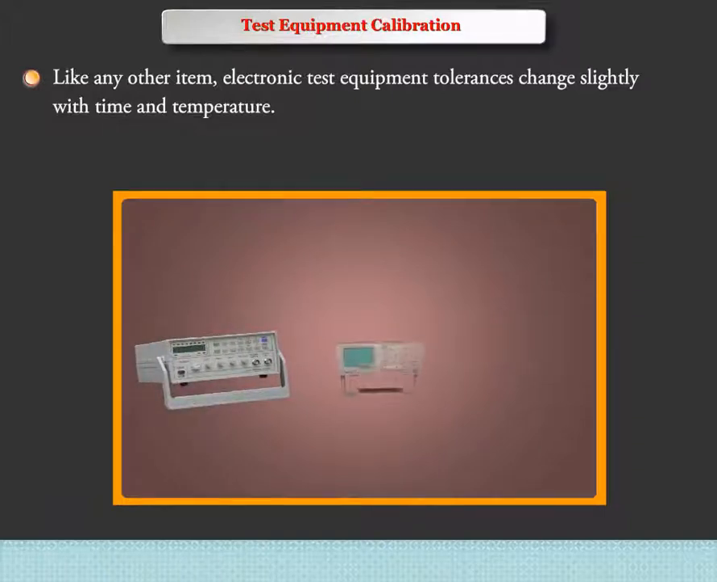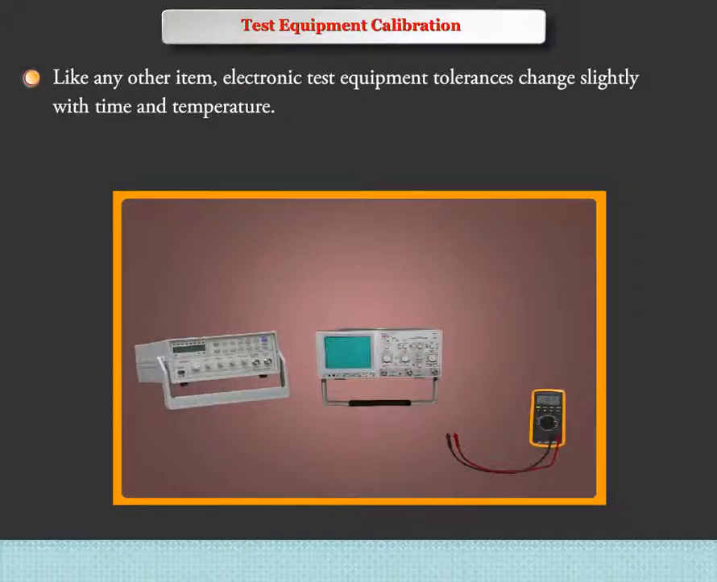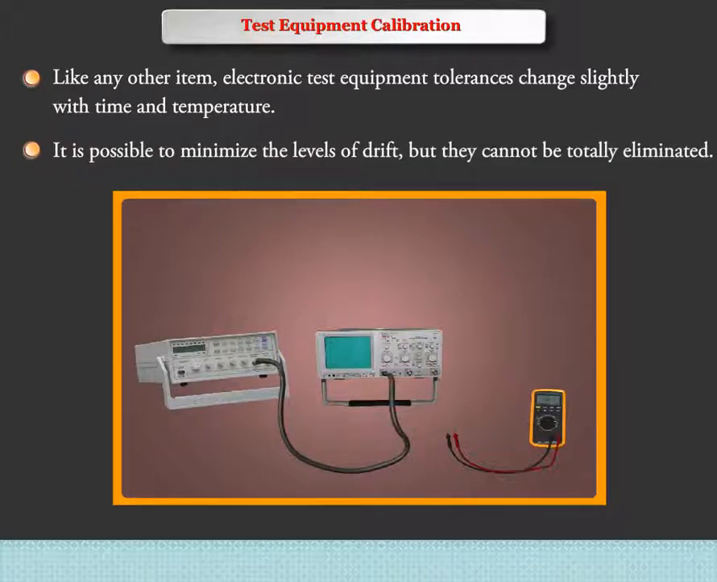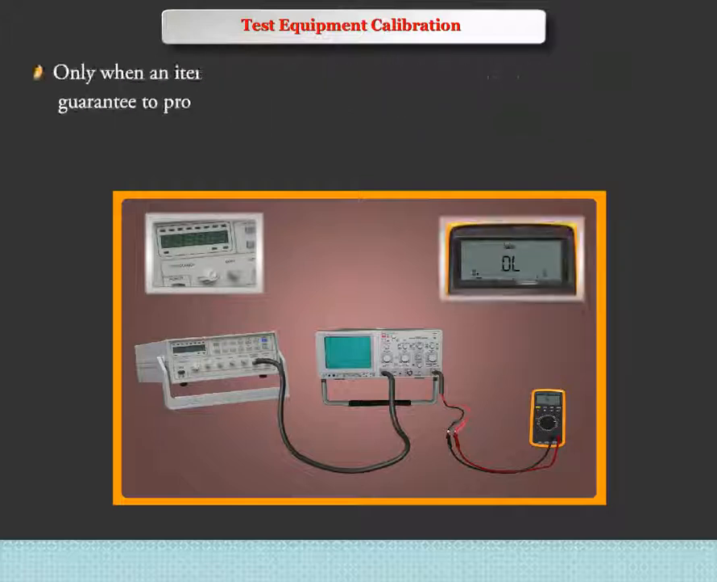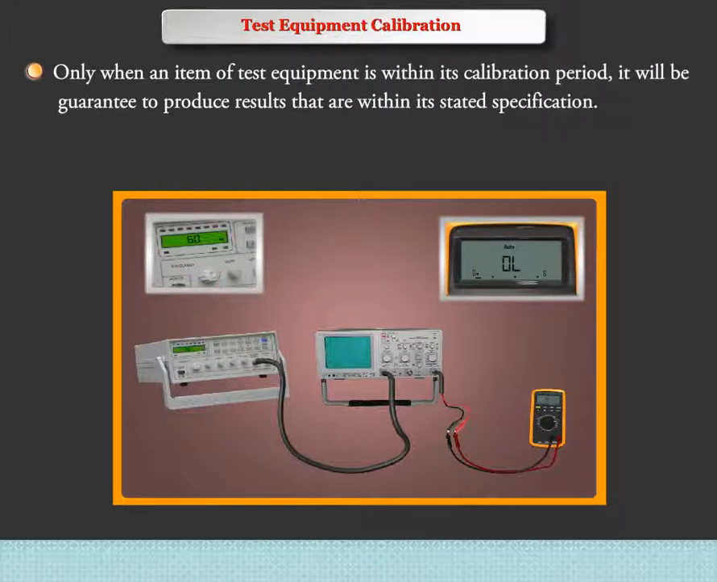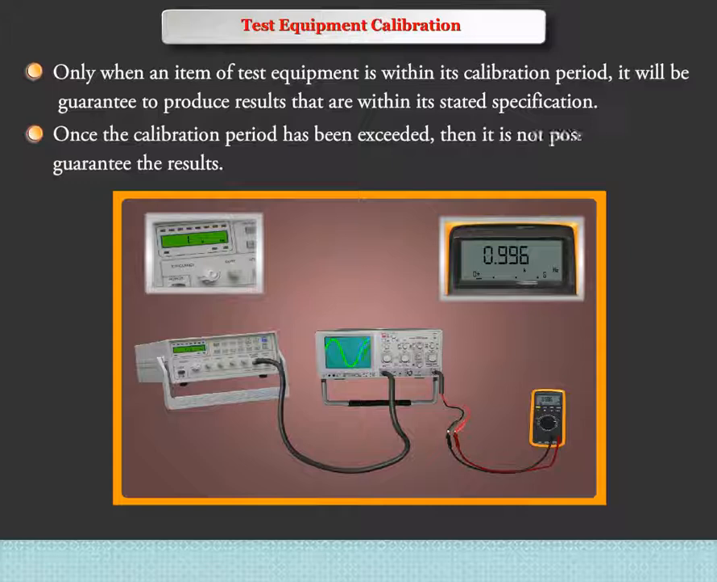Like any other item, electronic test equipment tolerances change slightly with time and temperature. It is possible to minimize the levels of drift, but they cannot be totally eliminated. Only when an item of test equipment is within its calibration period will it be guaranteed to produce results that are within its stated specification. Once the calibration period has been exceeded, it is not possible to guarantee the results.